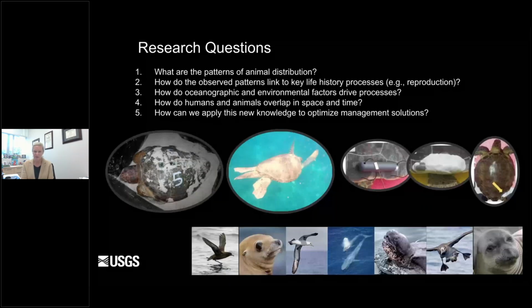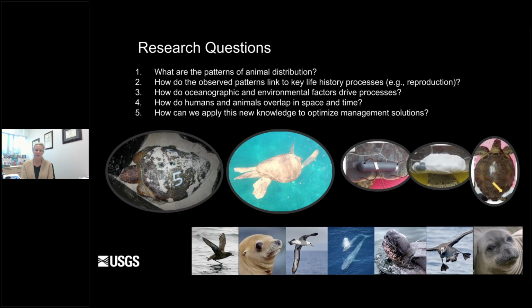The research questions that I'm addressing are generally these five. What are the patterns of animal distribution? How do the observed patterns link to key life history processes, such as reproduction? How do oceanographic and environmental factors drive these processes? And how do humans and animals overlap in space and time? And then I really do try to get into how we can apply this new knowledge to optimize different management solutions. We work really closely with park managers specifically.